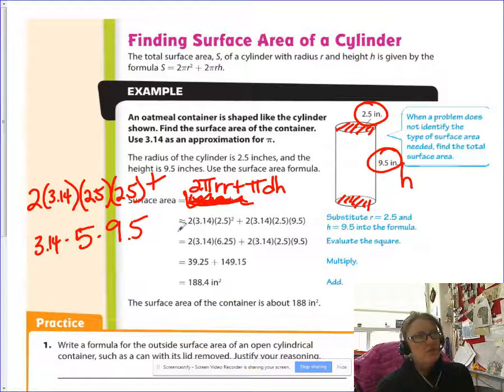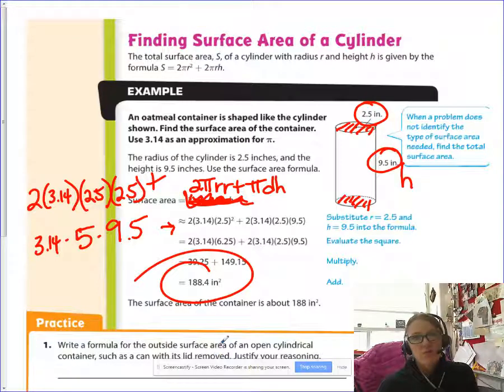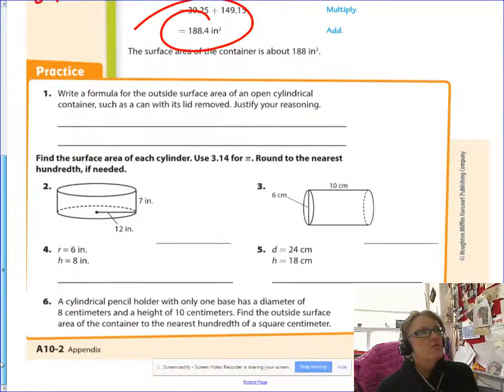And you'll notice they're doing the same thing here with you. They put the squiggly equals, approximately, because we are approximating with 3.14. Crank it all out and then round it at the end. I don't even know if they told you what to round it to, but it ends up giving you this total, 188.4. We're still in square inches because even though it's a three-dimensional object, we're just unrolling all of the areas and laying them flat.